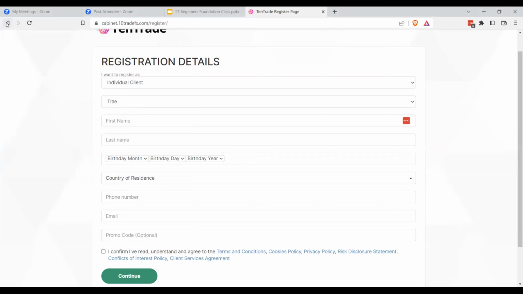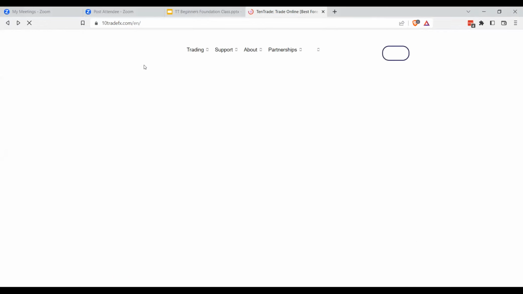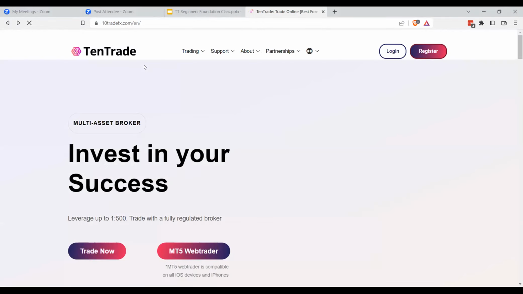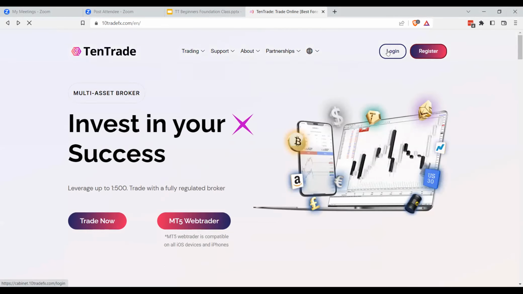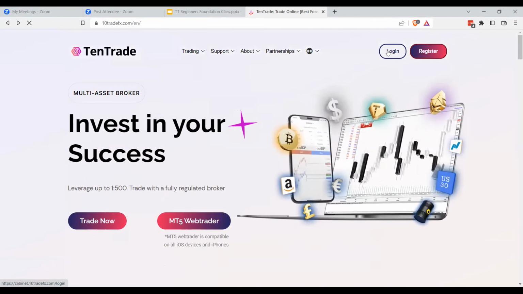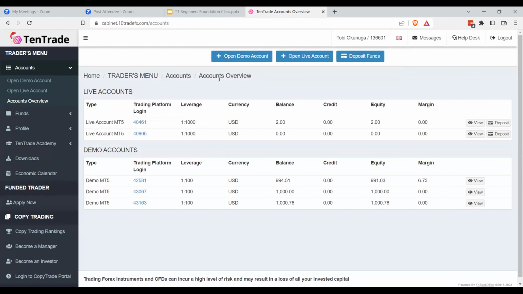You want to go to the website. If you are a new client with TenTrade, immediately you will be given access. You'll be sent an email, and your email will contain your login details. So let's say you are now logged into your account. This is how your dashboard will look. To participate in tomorrow's class, you want to open a demo account. When you're logged into your account, click on Open Demo Account, like so.